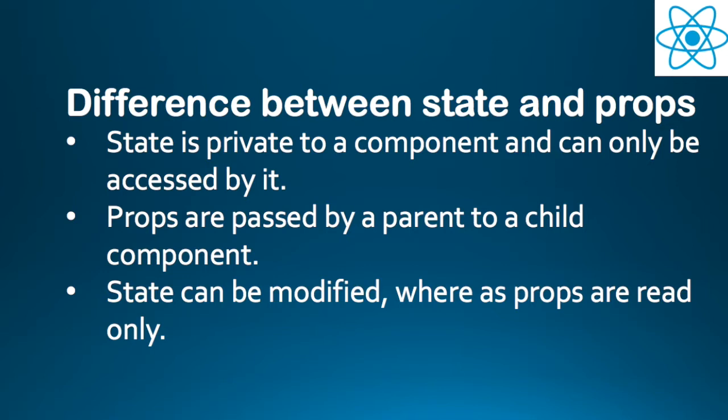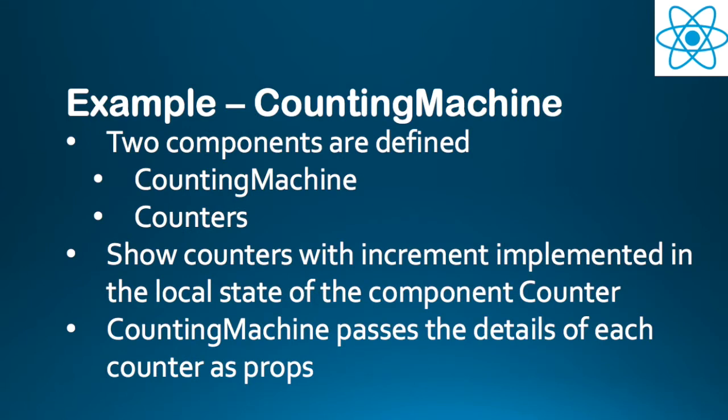Suppose between two components we want to share some information. The state is private, so we cannot use it. Props are used, and props are passed by a parent to a child component. That is its purpose. And we know that state can be modified, whereas props are read only. So the purpose of props is to pass information from a parent to a child component, and they are read only. Let us look at an example and try to understand these concepts better.